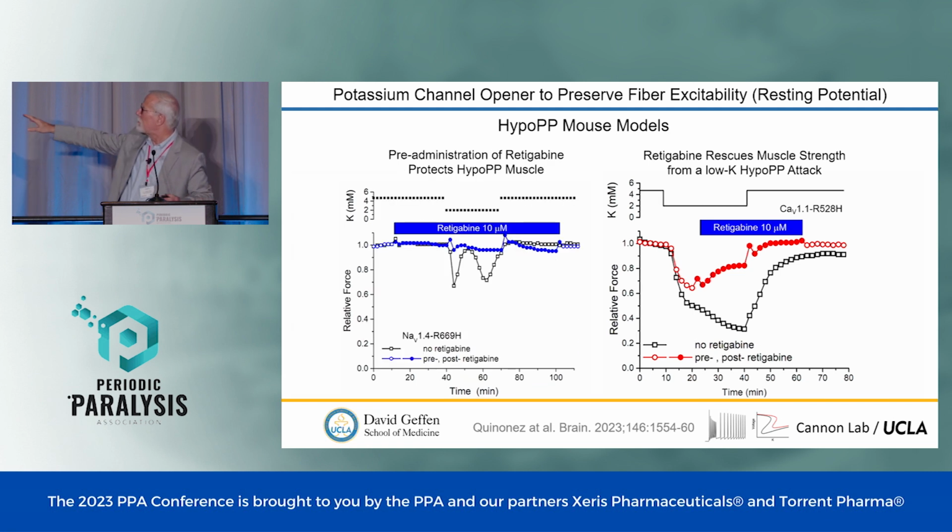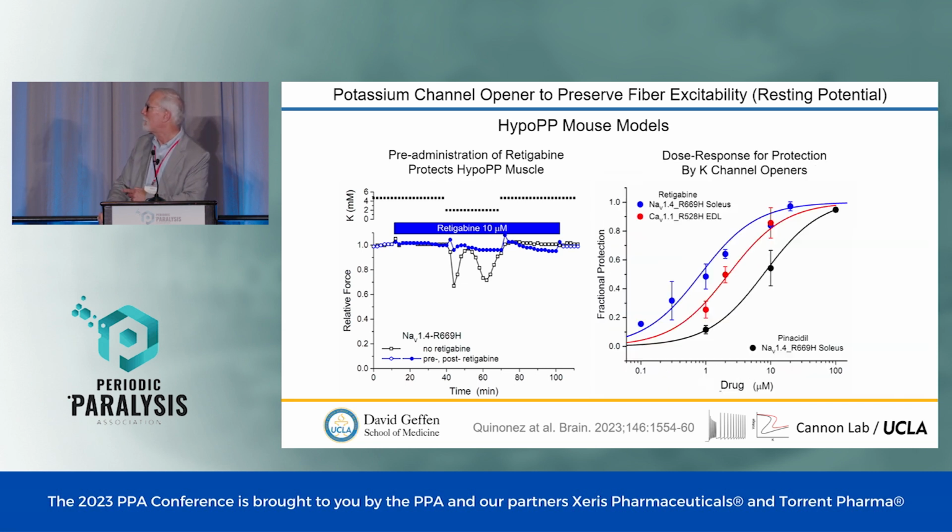If you apply the retigabine before the potassium challenge, that's the one on the left, it's a different mouse, so the attack is a little different. It's those wiggly black lines. But you can see the potency of this approach. If the retigabine is provided in a preventive aspect before the low potassium challenge, there is no loss of force whatsoever. So this has tremendous potential.